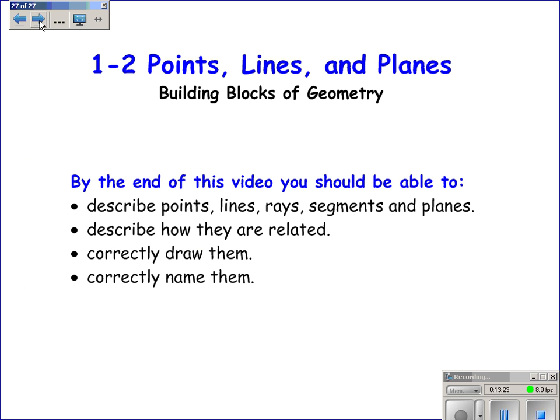So in summary for this lesson, 1-2, about the building blocks of geometry: points, lines, and planes are what we'll use to define everything else in this class. You should also be familiar with the ideas of rays and segments. We also briefly mentioned collinear points and coplanar objects. Hopefully you can describe how they're related, if they intersect, if they don't intersect. Hopefully you can correctly draw these objects and also correctly name them.